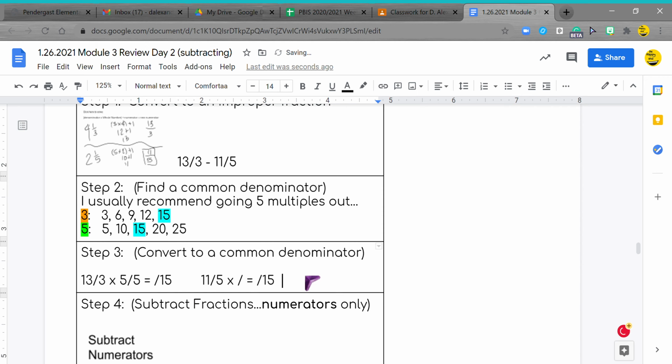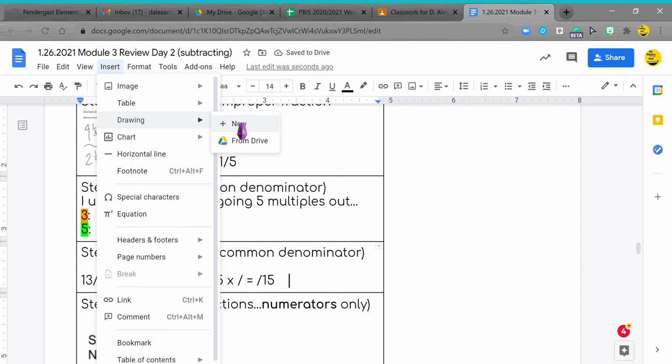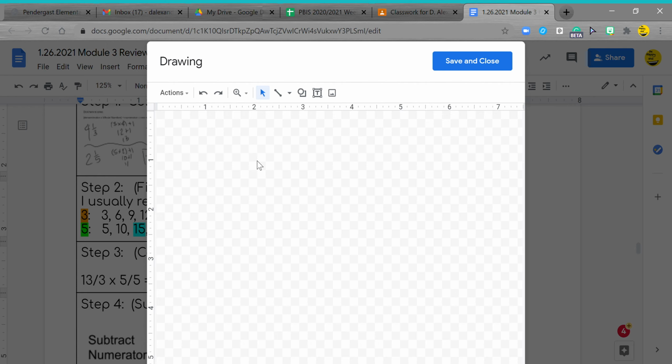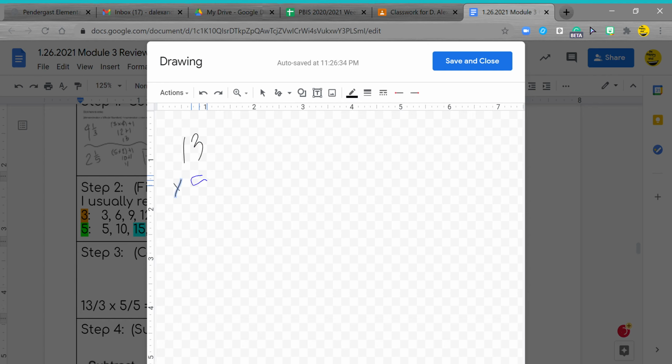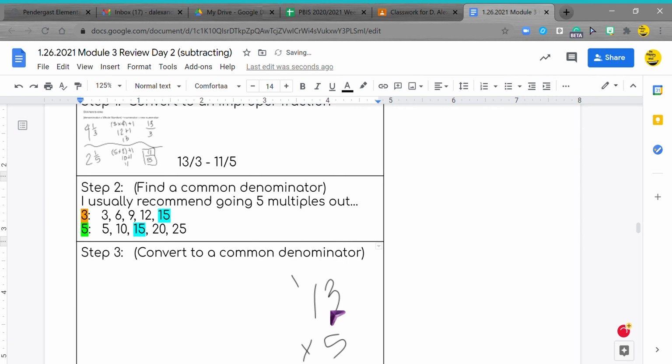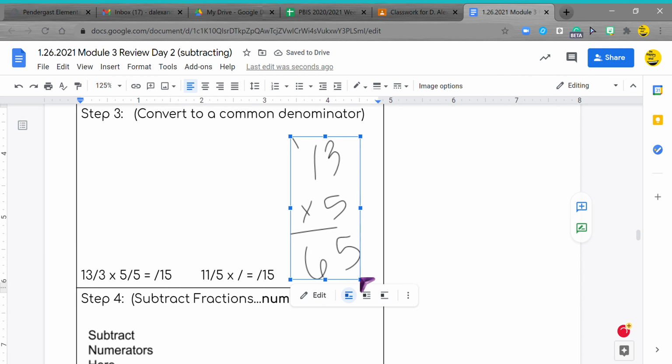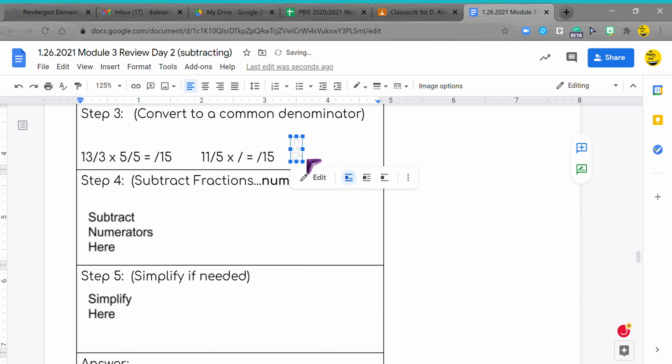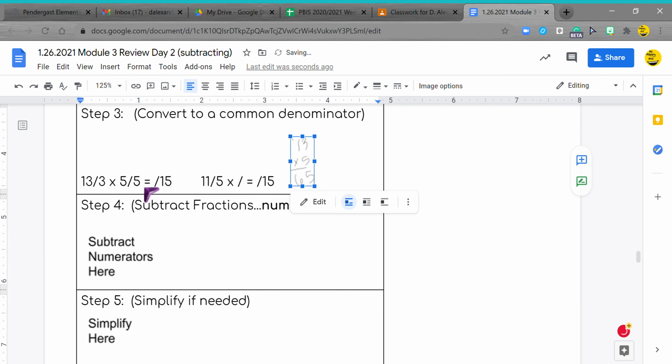I know I struggle with my multiplication, so I'm going to go right over here to insert, drawing, new. I'm going to hit right over here and do scribble. I'm going to figure out 13 times 5. So 5 times 3 is 15. Carry the 1. 5 times 1 is 5 plus 1 is 6. So it is 65. So I'm going to hit save and close. I'll come right over here and just make this a little smaller because I just need a scribble pad just so I can see my work.